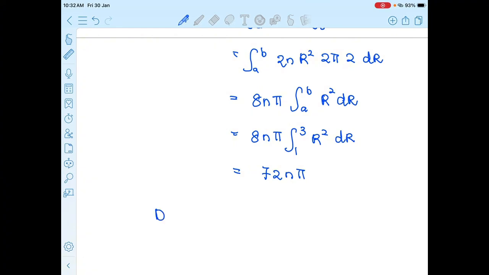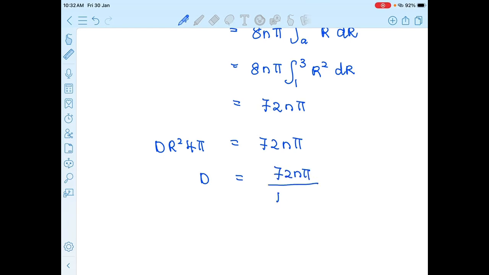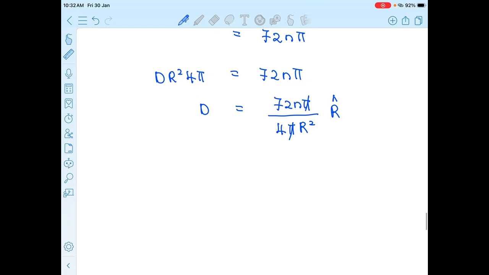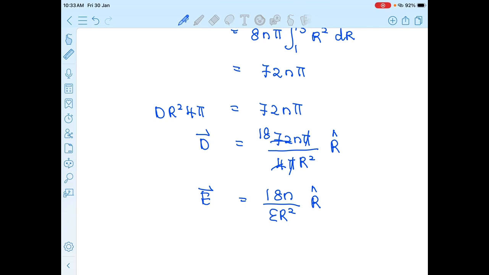Now we put the left hand side and the right hand side together, so it equals 72 rho naught pi. D is equal to 72 rho naught pi over 4 pi r squared, and you can cancel this, in the r direction. As for the E direction, you can simplify to become 18 rho naught over epsilon r squared. So that would be your equation for the electric field when r is greater than B.